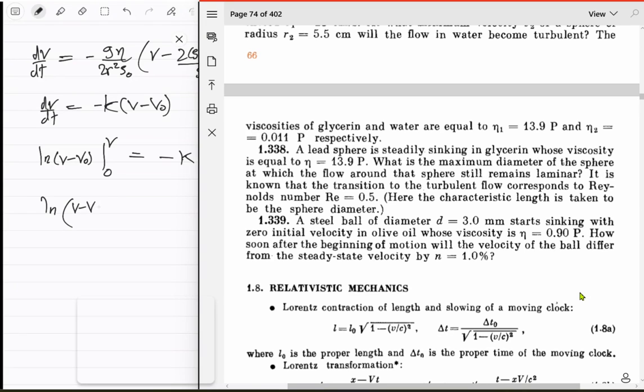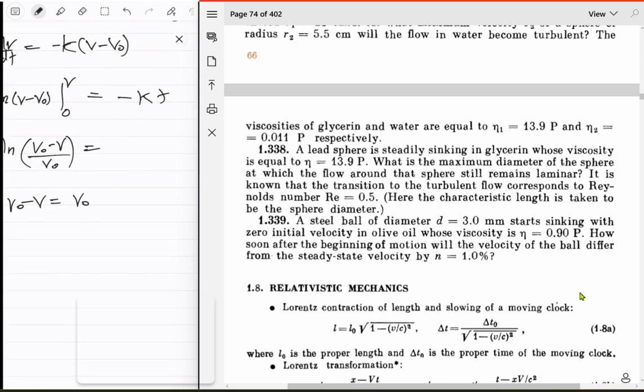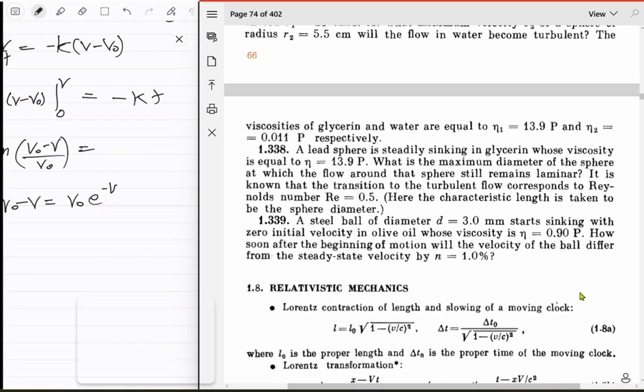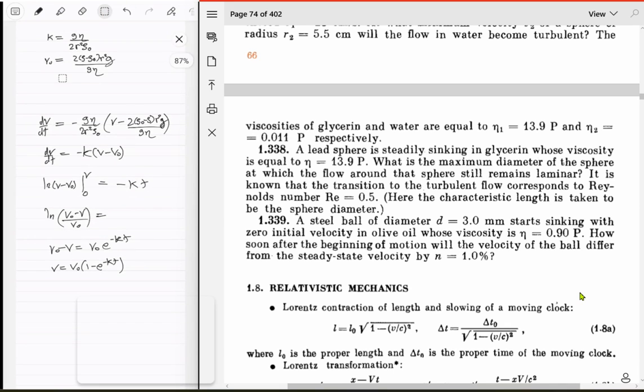Integration of that is just kt, which means natural log of V naught minus V, I think that's better. So V naught minus V upon V naught is equal to e power negative kt. So what does that mean? V naught minus V is equal to V naught times e power negative kt. So V is just equal to V naught times 1 minus e power negative kt, where you have V naught and k as we defined.